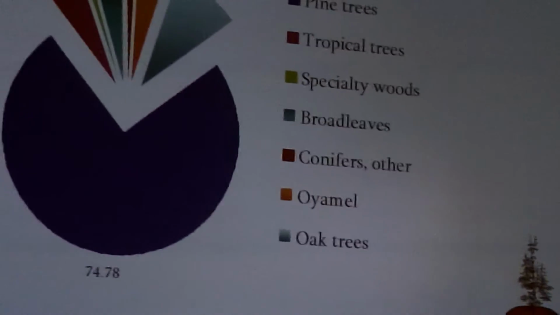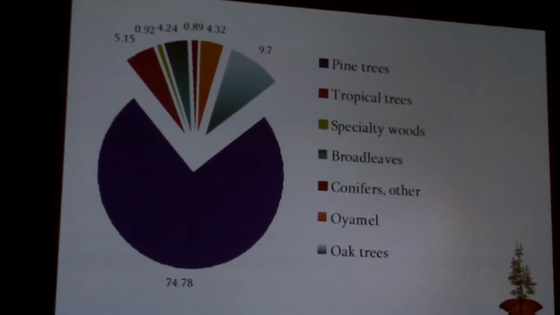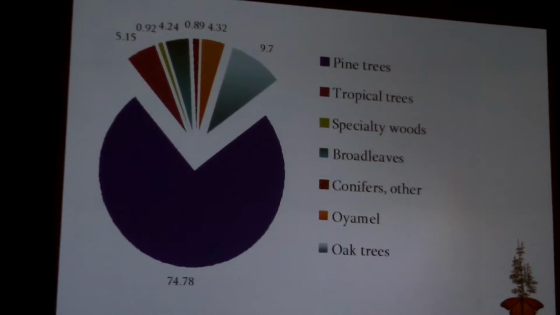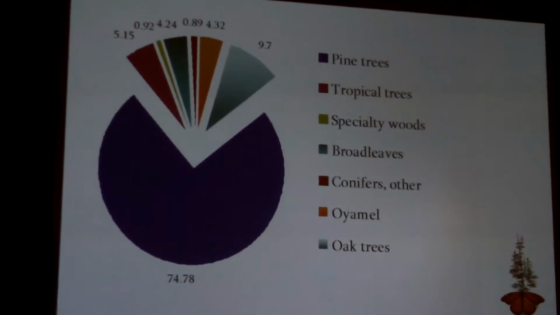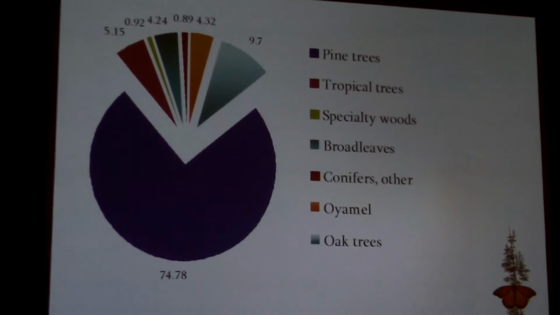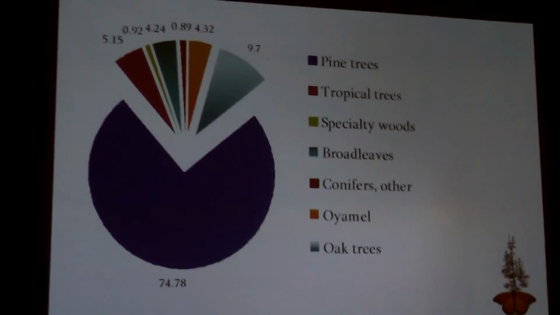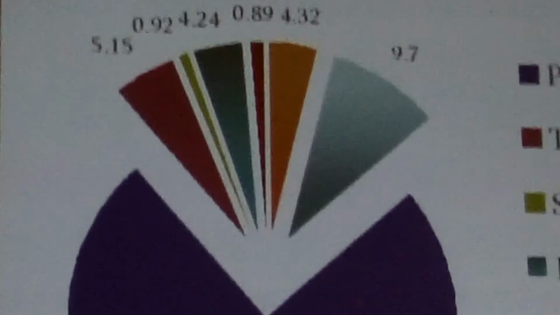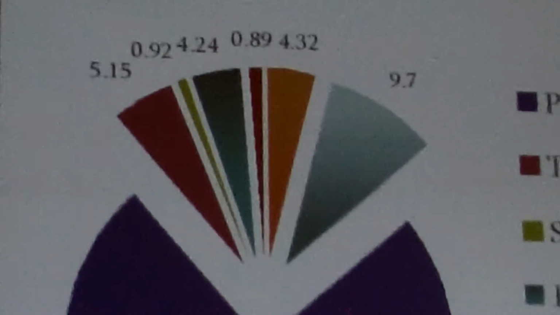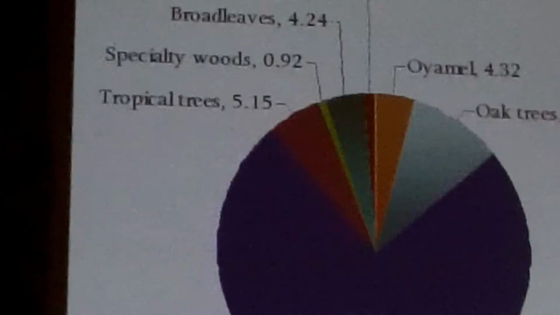So what happens? This is a graph that I got from some of the federal agencies in Mexico, where they are explaining how we use the wood in Mexico. So they are saying that the percentage of pine trees is the largest, and they are saying, for instance, that Oyamel is about 4.3% of the total use of the wood in Mexico. And that was in 2013.